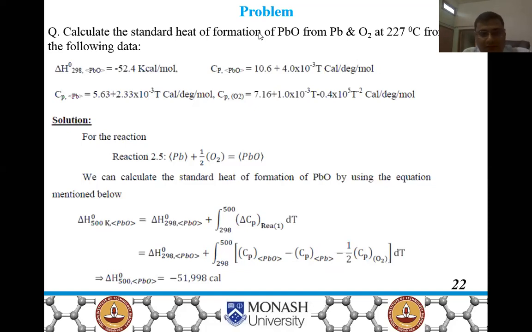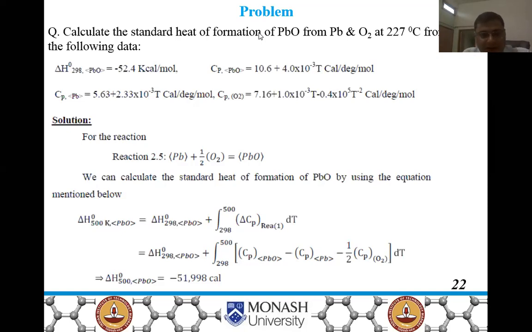So we have this reaction Pb plus half O2 giving you PbO. So this is the heat of formation for PbO at 500 Kelvin, because 227 plus 273 will be equal to 500 Kelvin.